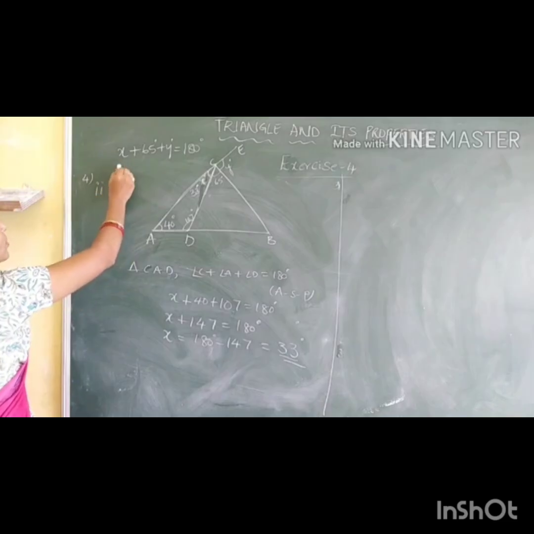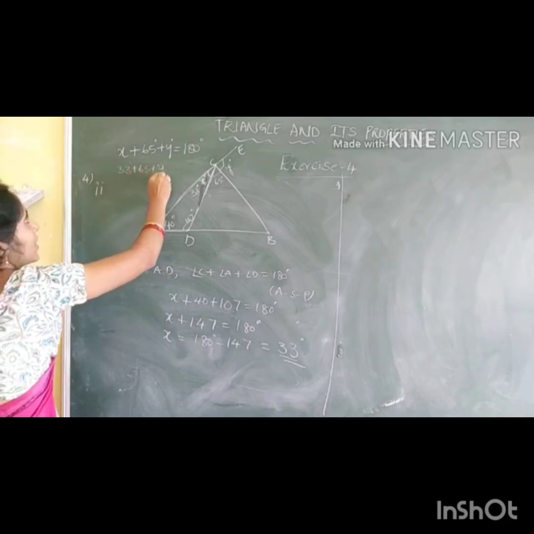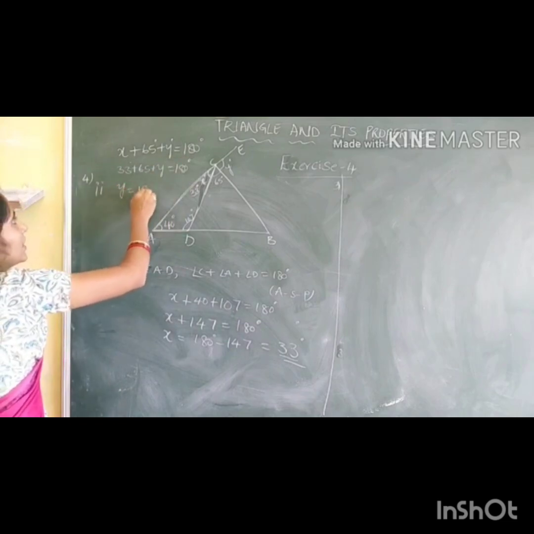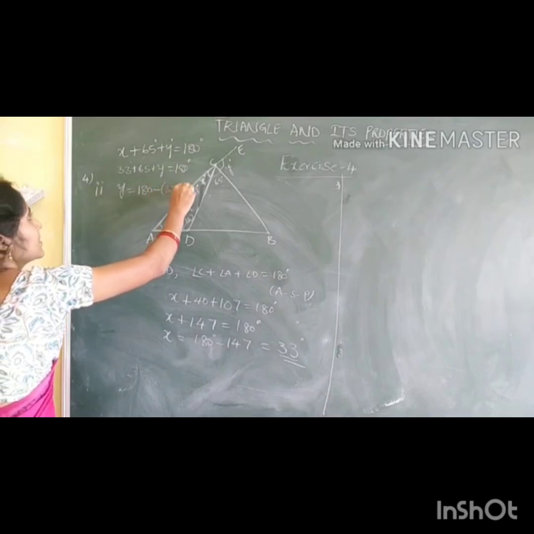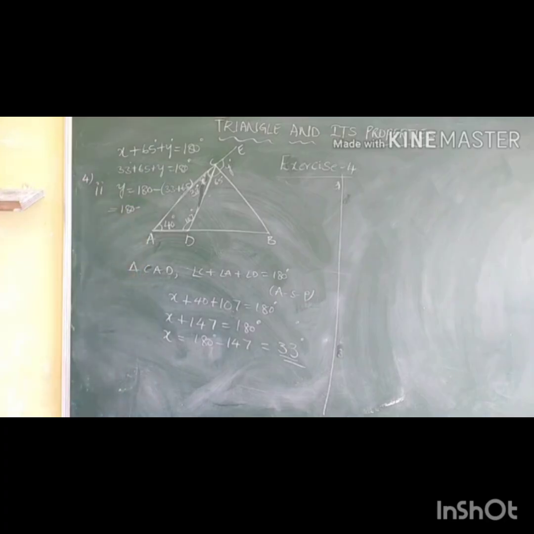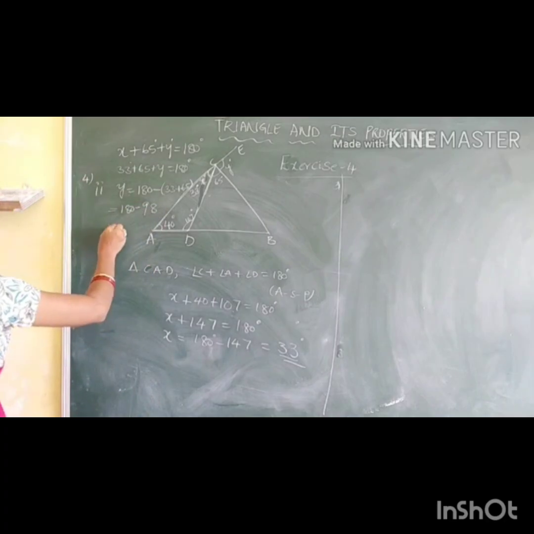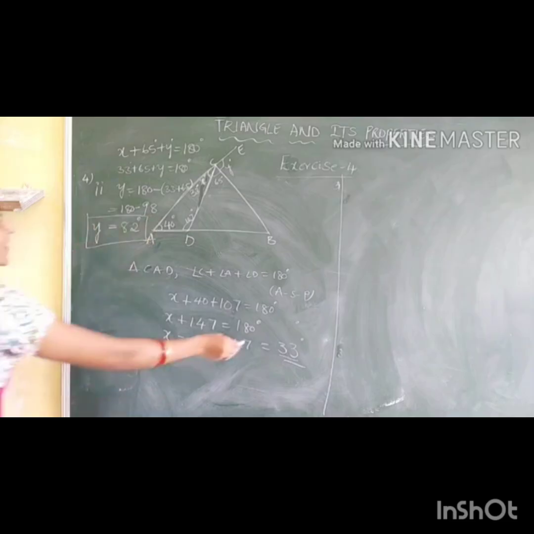So here we know x is 33, so 33 plus 65 plus y is equal to 180 degrees. y is equal to 180 minus (33 plus 65), which is 180 minus 98. Then y is equal to 82 degrees. So x is 33 degrees, y is 82 degrees. Okay children?